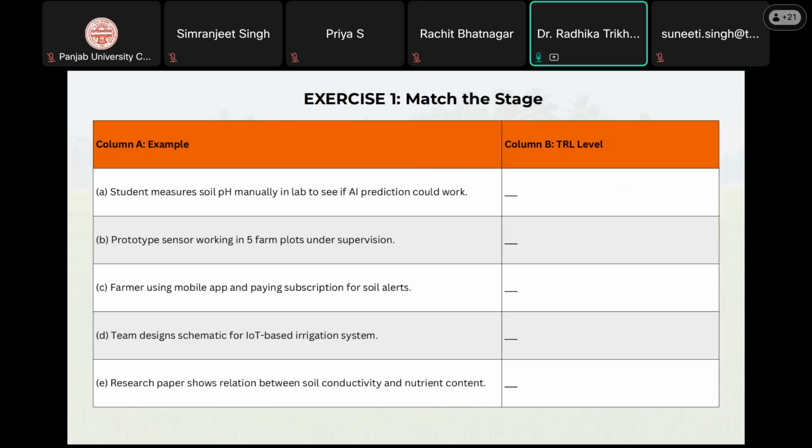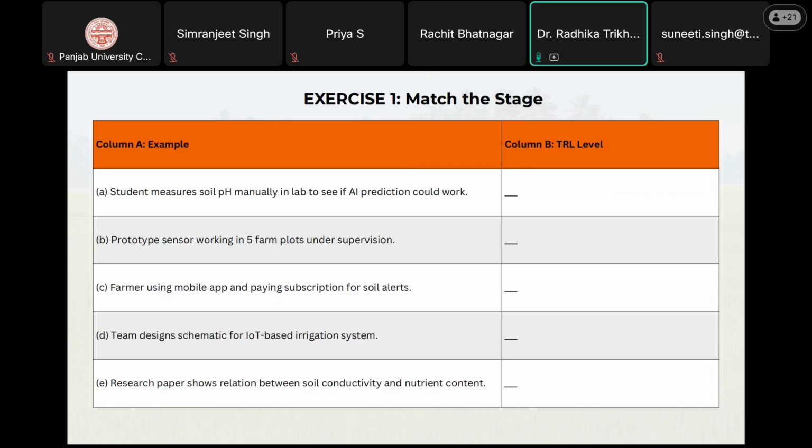So now let's come to the next one. Prototype sensor working in 5 farm plots under supervision. No, 7 is your actual operational environment. What is this? 5, ma'am. This is a relevant environment for you. It will not be done on a farm. Here it is between 5 and 6. Yes. So now let's get to the next one.